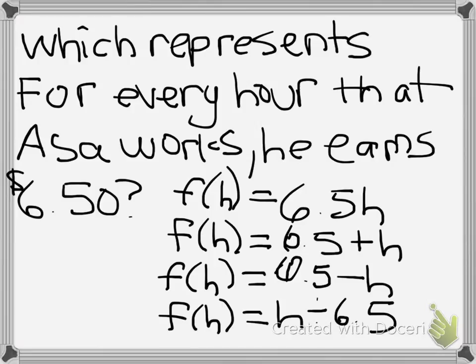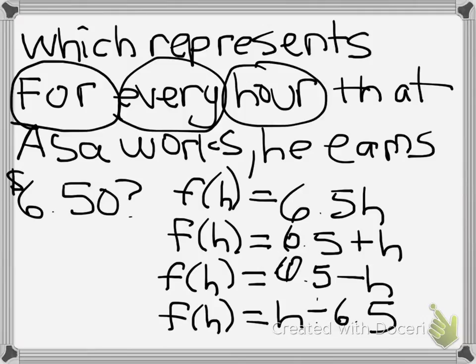For this question, it says, which represents for every hour that Asa works, he earns $6.50. Well, you're looking for the sign that you would use, or the operation in this case, whether it would be multiplication, addition, subtraction, or division. Since we see a keyword here that says for every hour, that phrase, the word for, is kind of like per or each, so all of those words mean multiplication. So we want to pick the one that has multiplication here, which would have to be the first function.